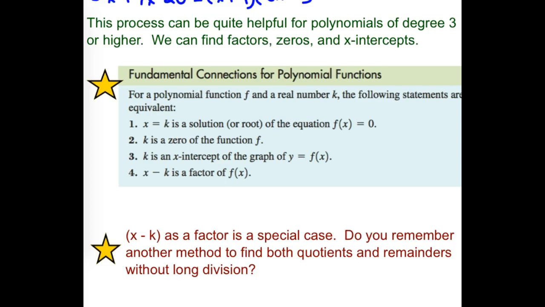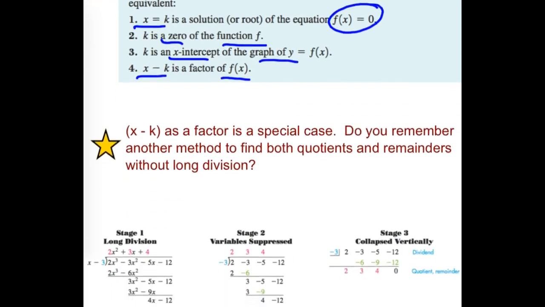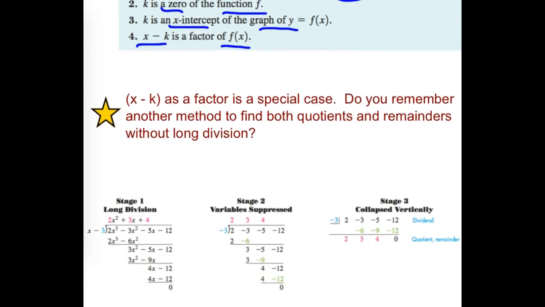So for a polynomial function f and a real number k, the following statements are equivalent. We can say that if we set our equation equal to 0, then x equals k is a solution. Okay? We say it's a 0 of the function. We say it's an x-intercept of our graph. And then x minus k would have to be a factor. Okay? So x minus k as a factor is a special case.